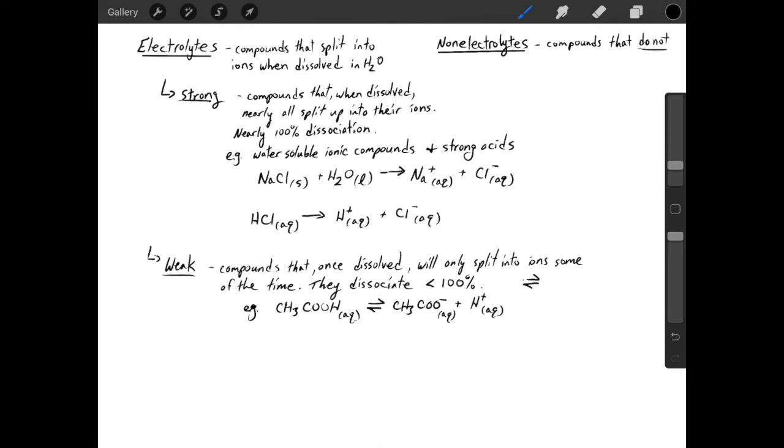And the extent to which these molecules dissociate varies by compound. So some things like acetic acid dissociate about 1%, other things dissociate more, other things dissociate less. It really depends on the molecule in question.